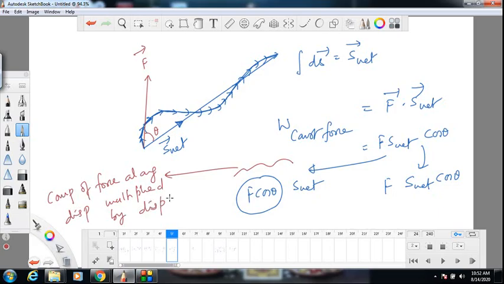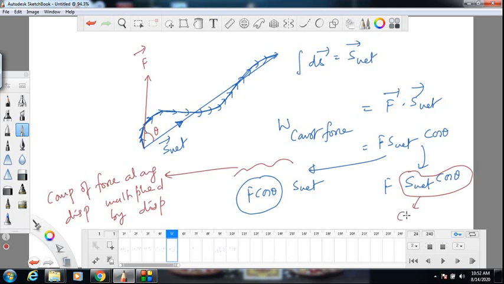That's one way to look at it. So you take component of force along displacement, multiply it with displacement. Or there is another way. You look at this term S net cos theta. This is component of displacement along force multiplied by force.